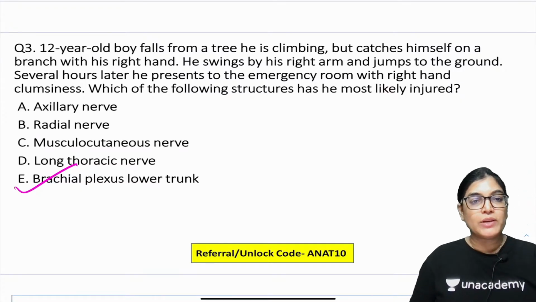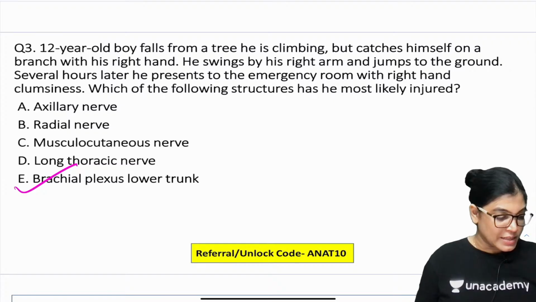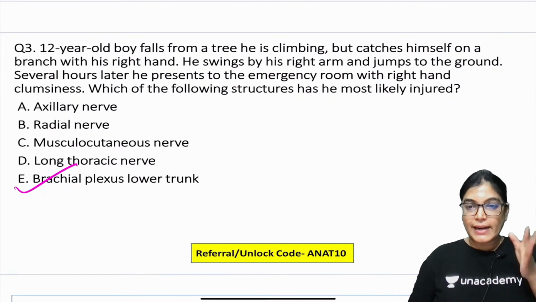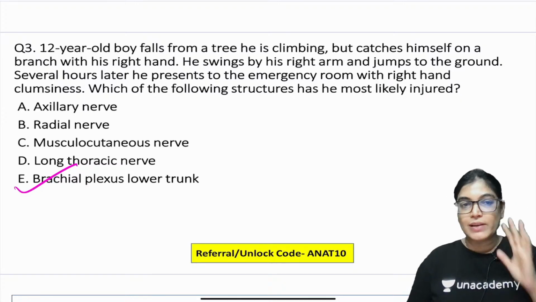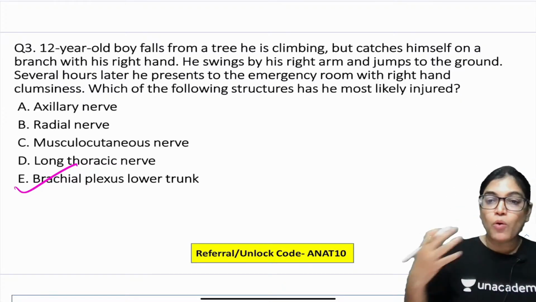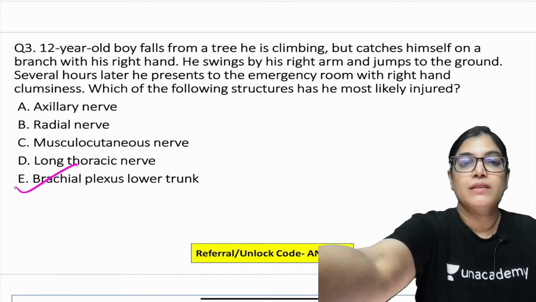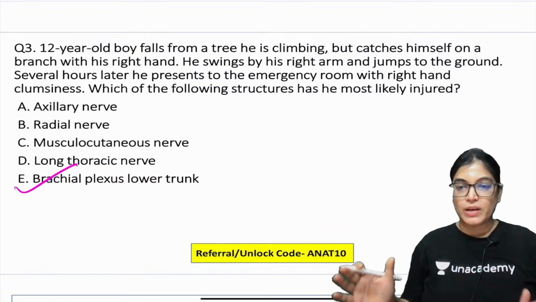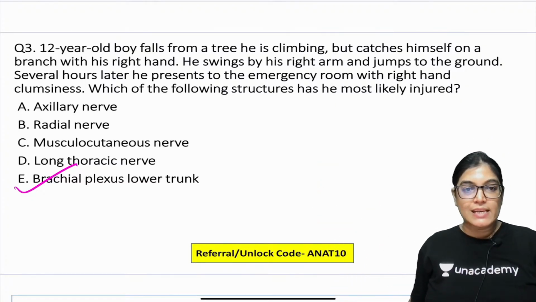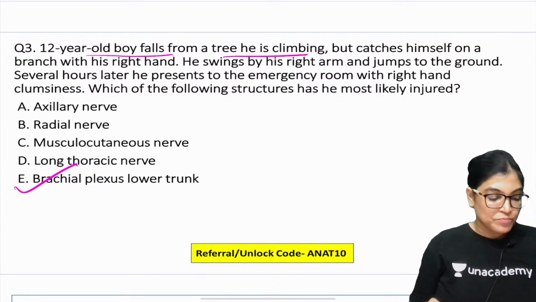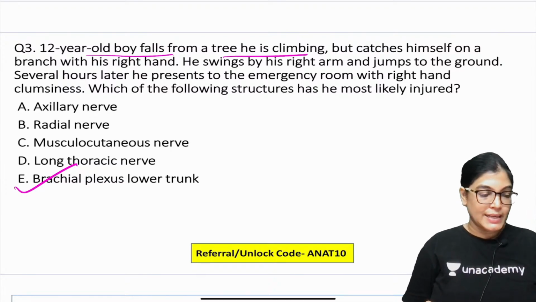Now, how I am going to approach this answer, let me tell you. Don't worry, for the clinical questions, not only the correct option but the incorrect options also I will explain. See the mode of injury. Here the crux point is, how can you understand that this is the right answer by seeing the mode of injury. So the mode of injury in this case is the 12-year-old boy falling from a tree when he is climbing.